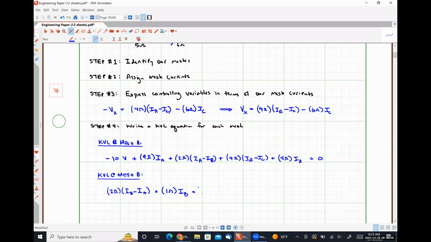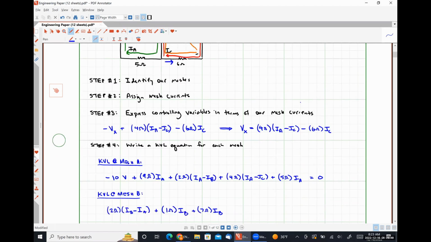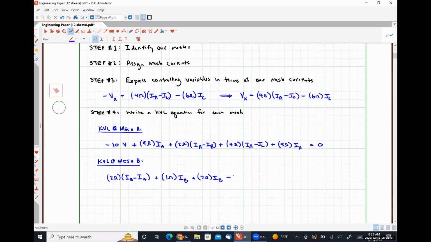Then we see the 7 ohm resistor. And again, there's only one current flowing through it, IB. And then we see our dependent voltage source, because we see the negative polarity terminal first. It's going to be negative 3 Vx. We set that equal to 0, and we're done. Anyone have any questions, comments, or concerns with regards to our Kirchhoff's voltage law equation at mesh B?